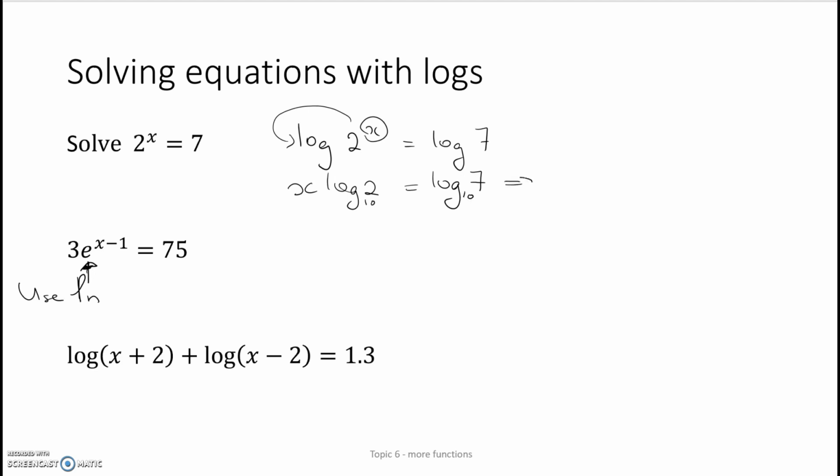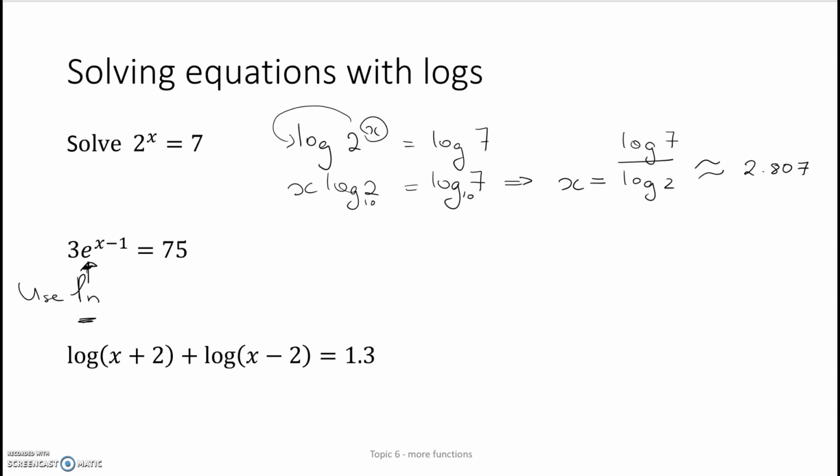So now, if I rearrange that, I say x equals log 7 divided by log 2, which is not the same as what we were doing on the previous slide. Go back and have a look and see how it's different. Now it's a calculator job, so we'd put that in the calculator and we'd get that the answer is approximately 2.807.